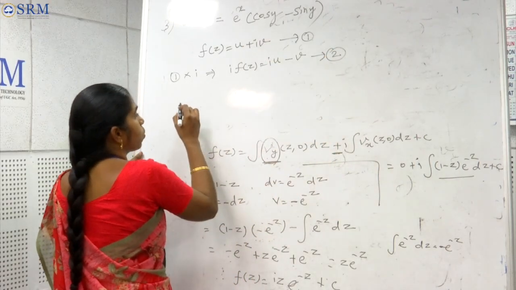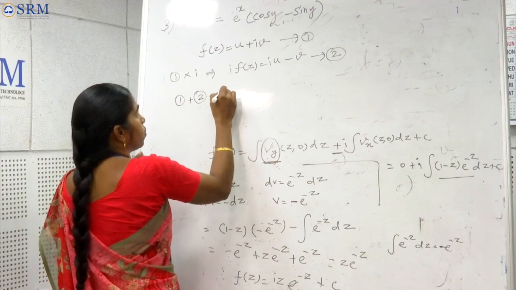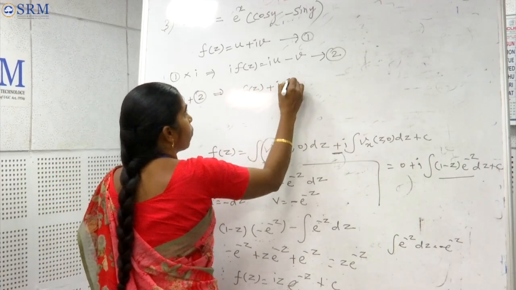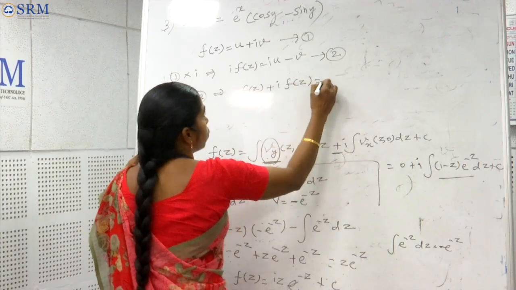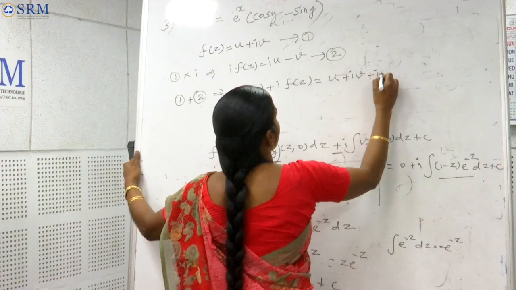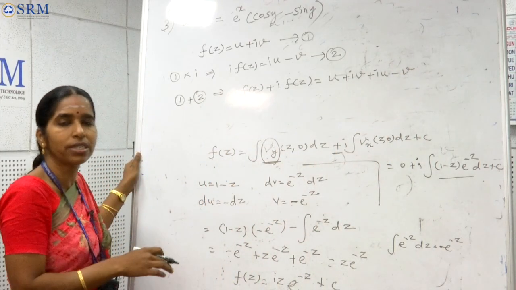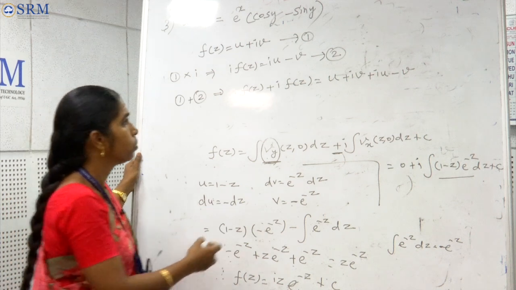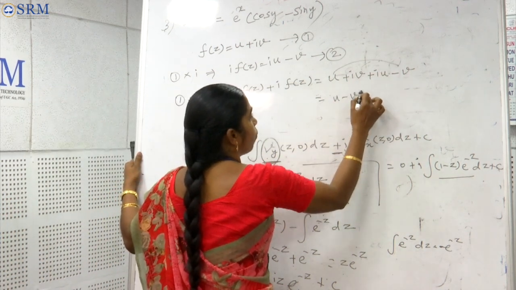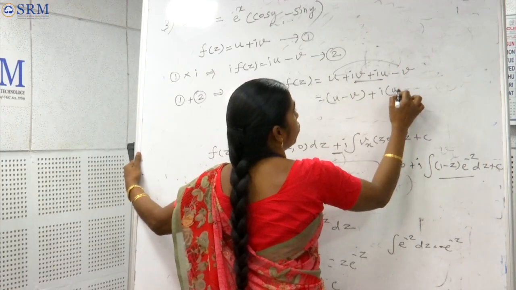Now adding equation 1 and 2, 1 plus 2: F of z on the left side is f of z plus i times f of z, which equals u plus iv plus iu minus v. Addition or subtraction depends on the question; sometimes subtraction is also there, 1 minus 2. Here we get u minus v plus i times (u plus v).